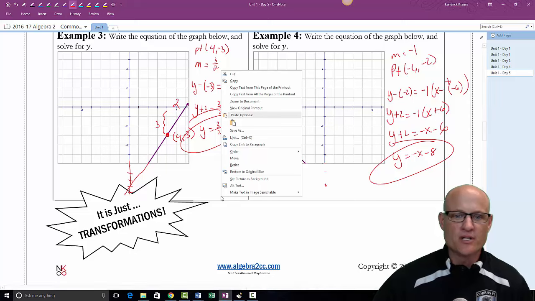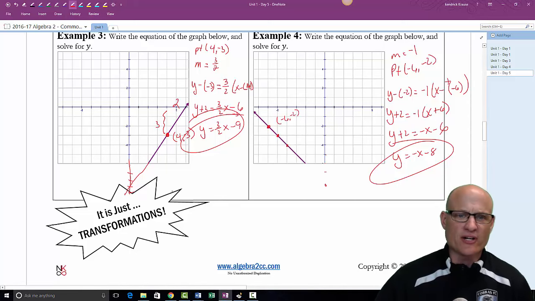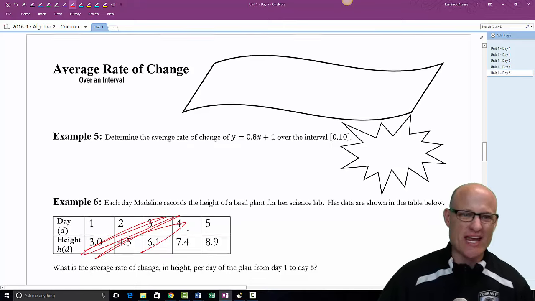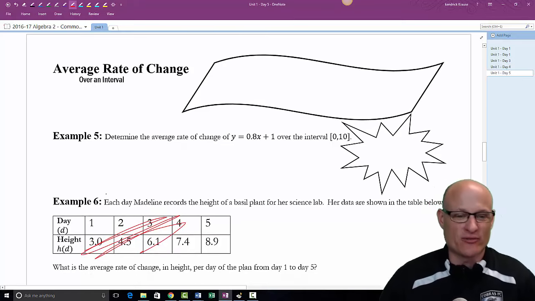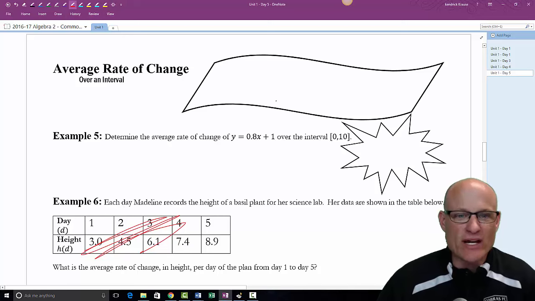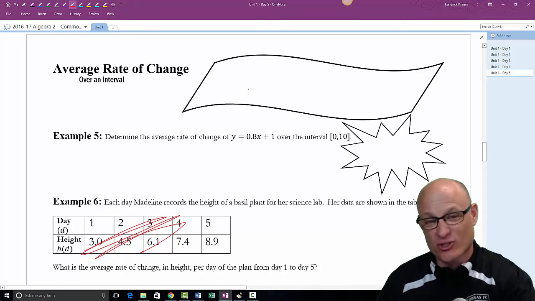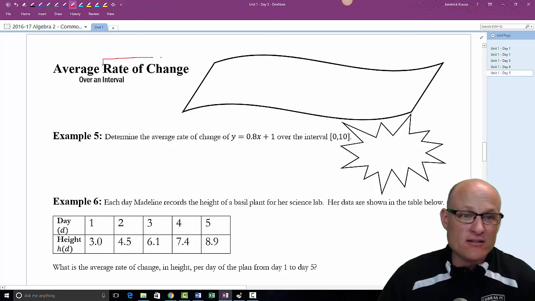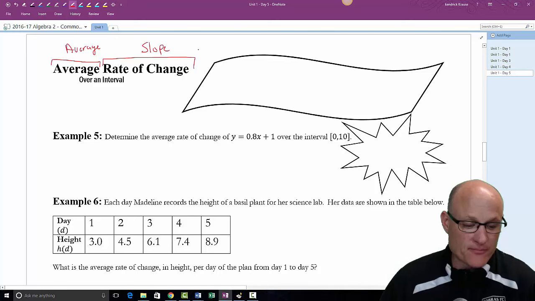All right. So all of this stuff is just transformations, just more and more transformations. Let's keep going. Rate of change over an interval. So we already know rate of change stands for slope. An average rate of change would be the average of the slopes. Does that make sense?